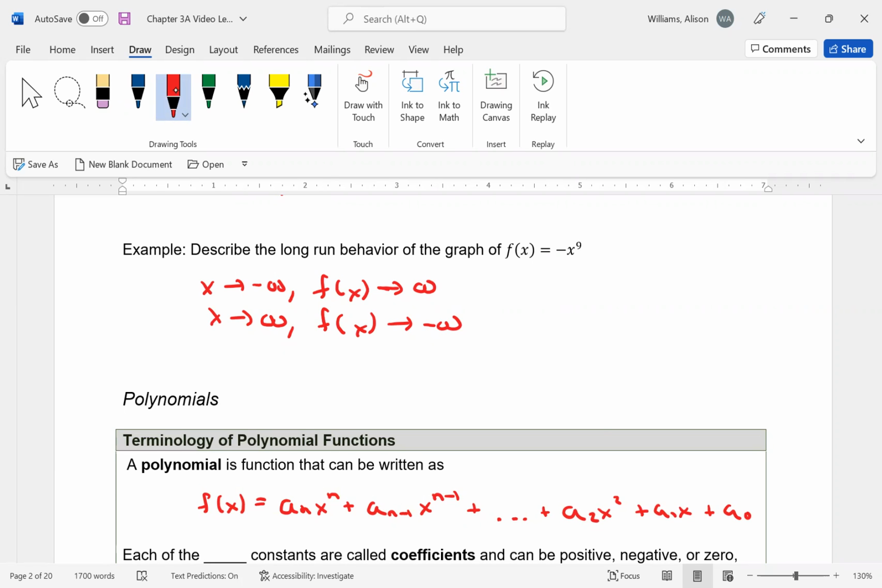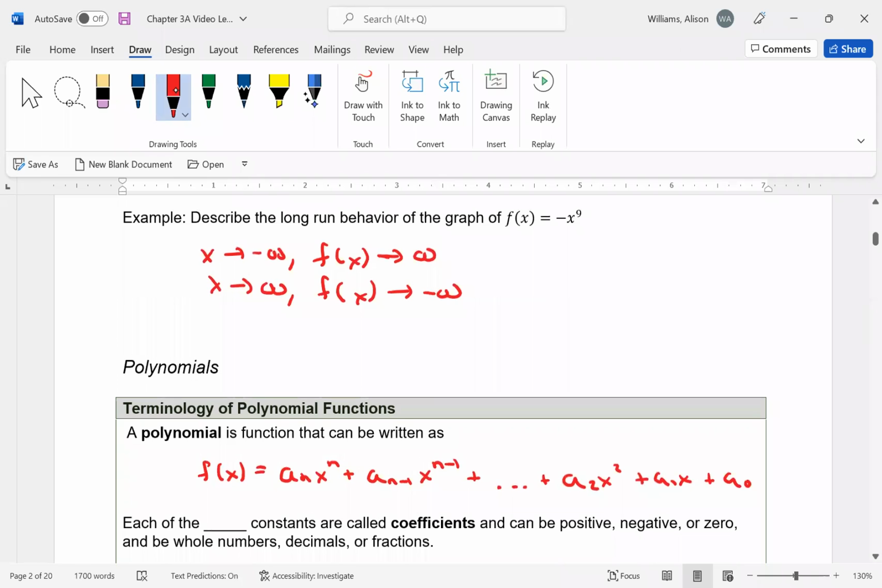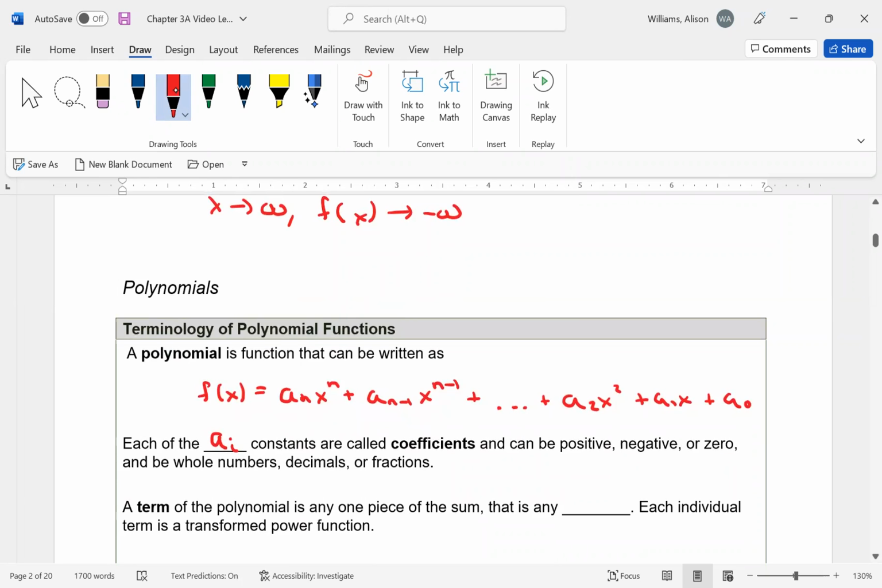Each of those numbers in front, a sub whatever, a generalized way of writing that would be a sub i. That's how we say whatever in math. The a sub i are called the constants, and they're also the coefficients in this polynomial. They can be positive, negative, zero, whole numbers, decimals, or fractions. A term of the polynomial is any one piece of the sum, so that would be anything with an a and an x. Here, I'll do that in terms of sub i notation. That's generalizing it. I don't know which one I'm referring to; I'm referring to the ith one.